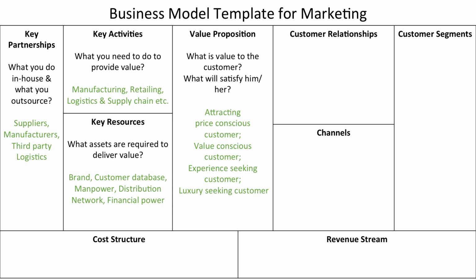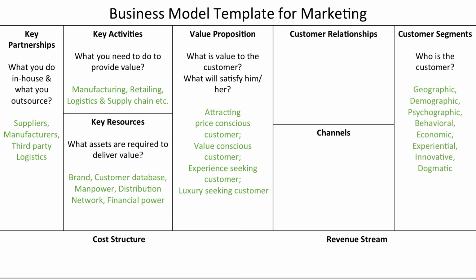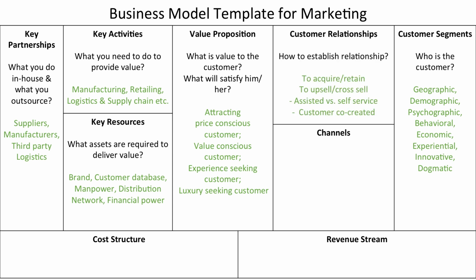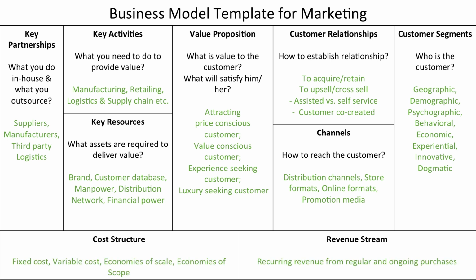That leads to the obvious things: who are the customers, geographic, demographic, psychographic, behavioral, different types of consumer segments, how to establish relationships with the customers, and of course the channels, that is distribution network, store formats, online formats, and the different promotion, that is the emotional connect. So, these are the different attributes of a business model. Apart from that, of course, we will be talking about the cost and the revenue streams. So, this is quite relevant for a marketing organization.